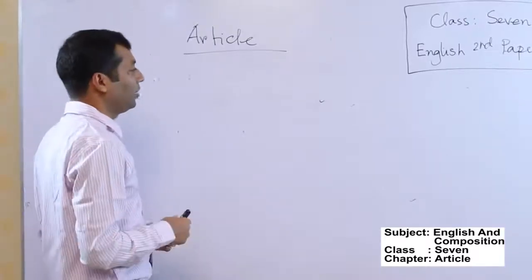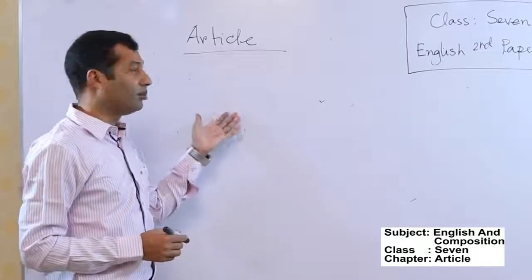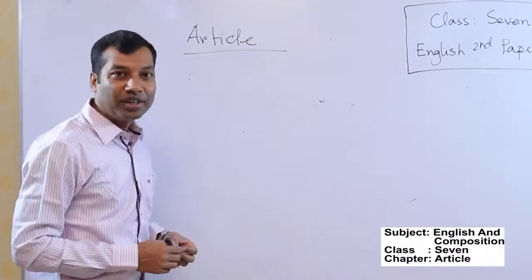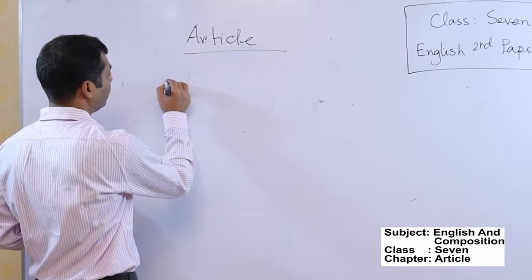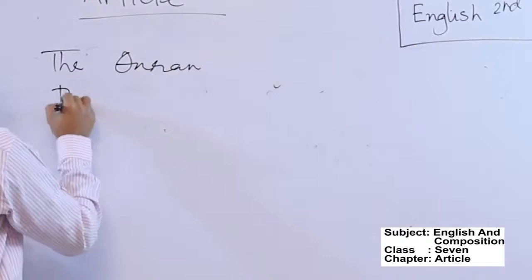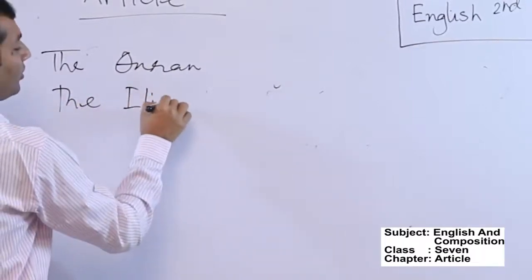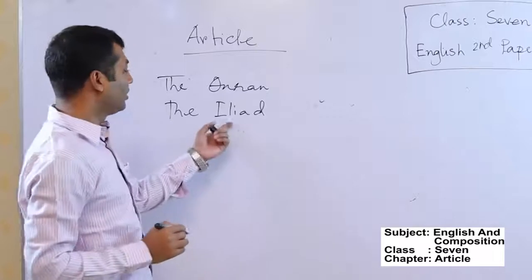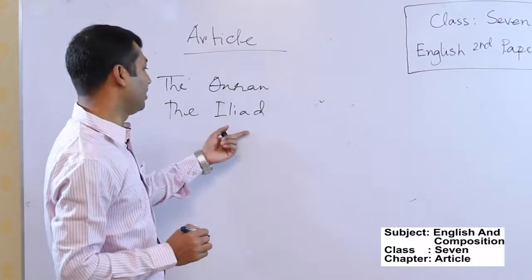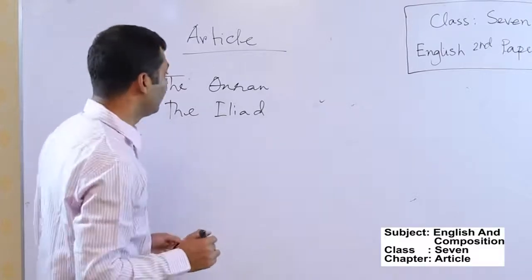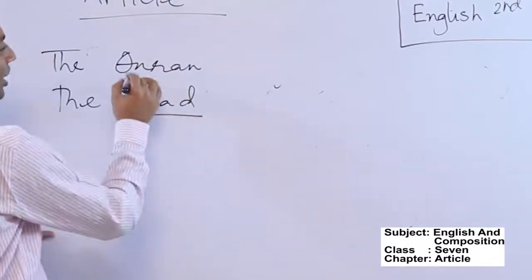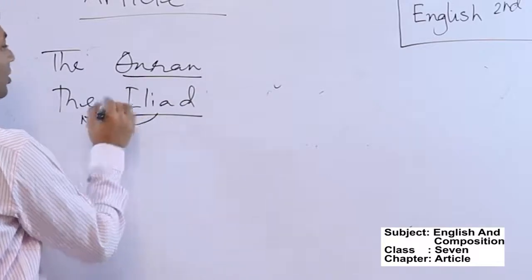You know that if you see a famous book or a holy book, you need to use the article the before them. For example, the Quran, the Iliad. Iliad is a famous book written by a famous Greek writer, Homer. So, if you use the name of a famous book, you need to use the article before it.